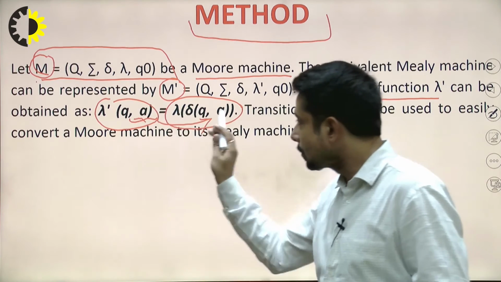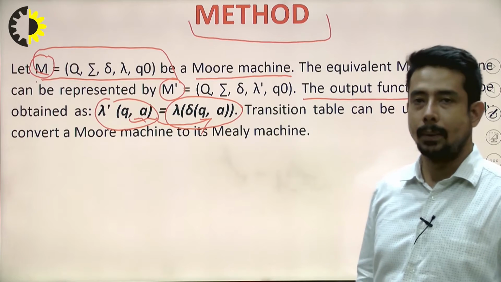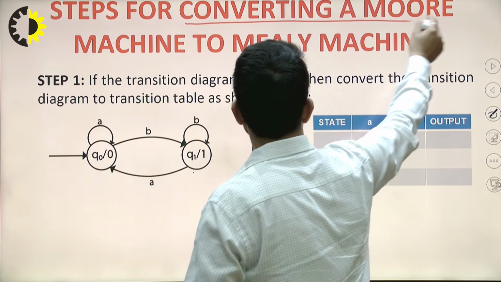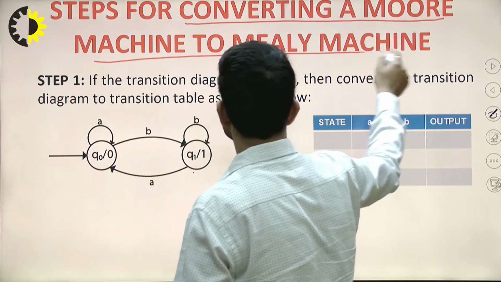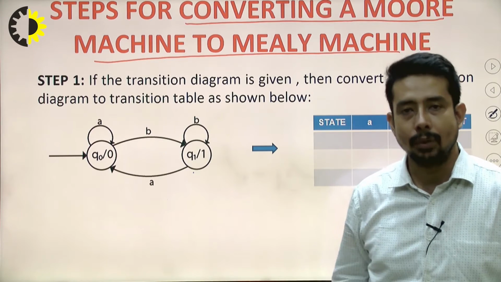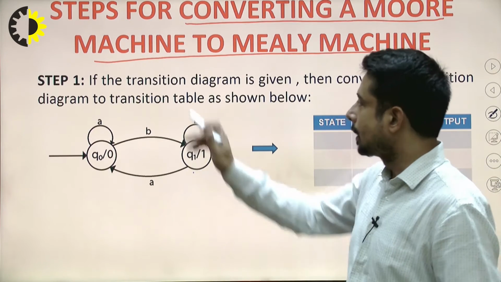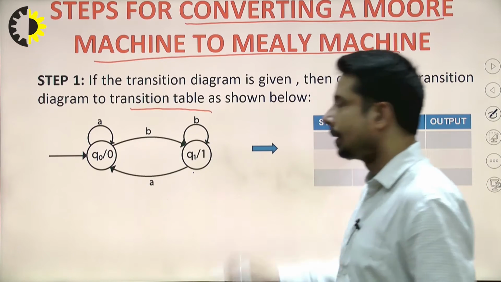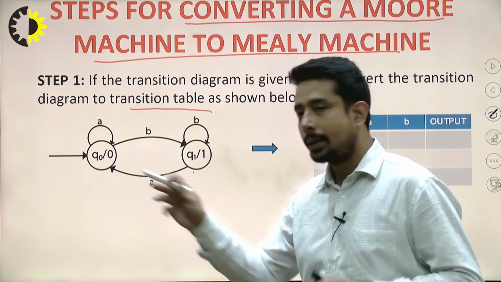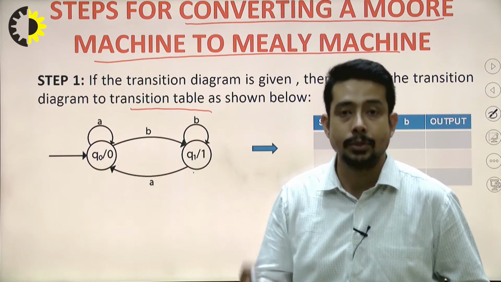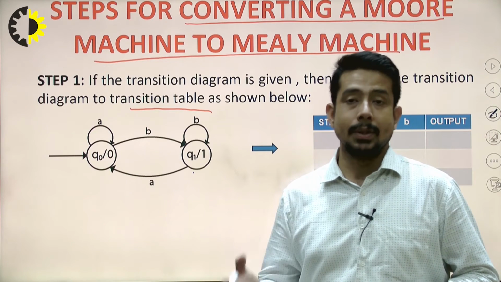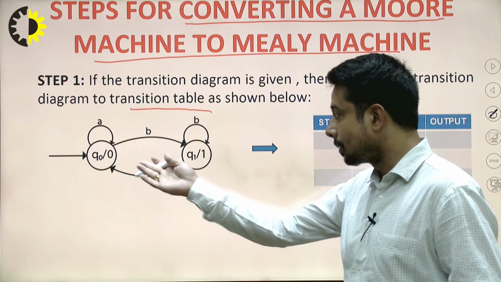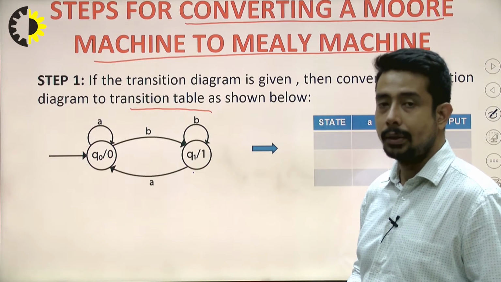Now, what this transition function says, let's define with an example. Let's take an example, where I am trying to convert a Moore machine into a Mealy machine. What are the steps involved? The first step says, if the transition diagram is given, then convert the transition diagram to a transition table. If we have understood how to design a Moore machine, and how to identify whether a machine is Moore or Mealy, you can guess from here which it is. You can pause the video and think about it.